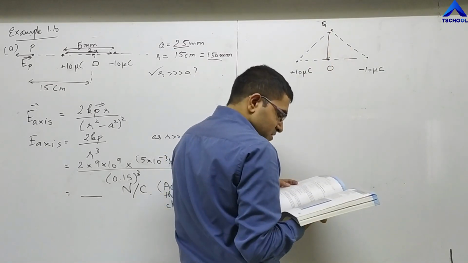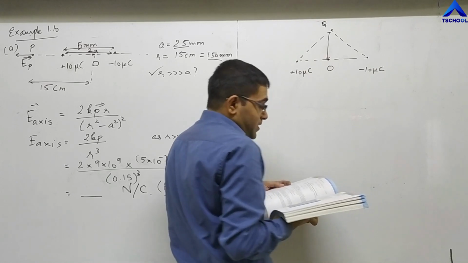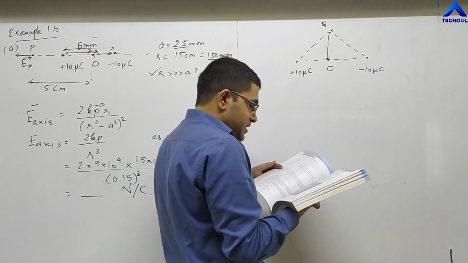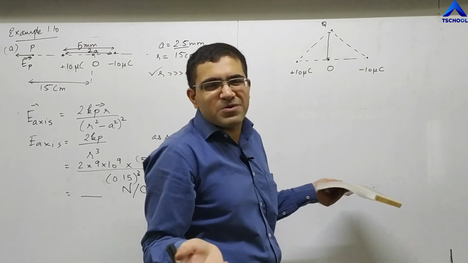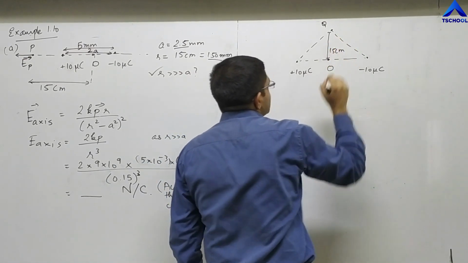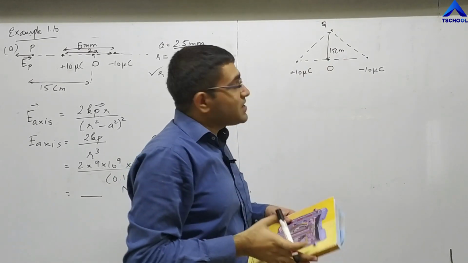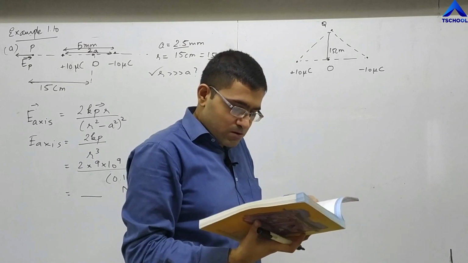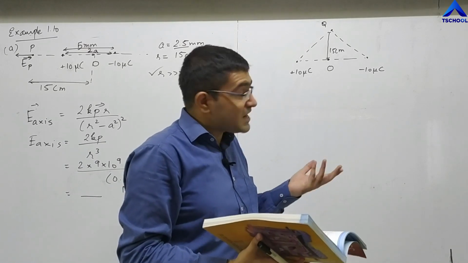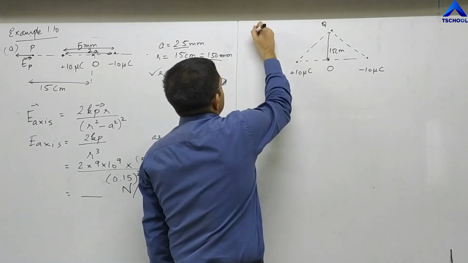It's given as 15 centimeter away from O on the line passing through O, and normal, that is perpendicular, to the axis of the dipole. They could have written perpendicular bisector. Why should they make a mess of such? Okay, so we have 15 centimeter over here. Now, what shall we do? We are going to find out the electric field at that point Q. We could directly use the formula.